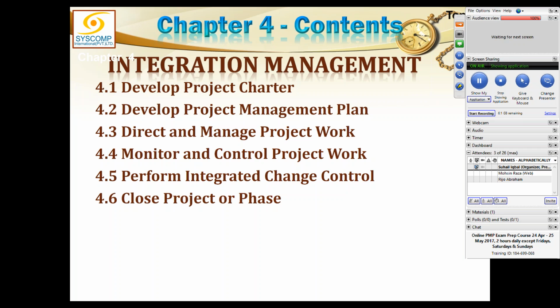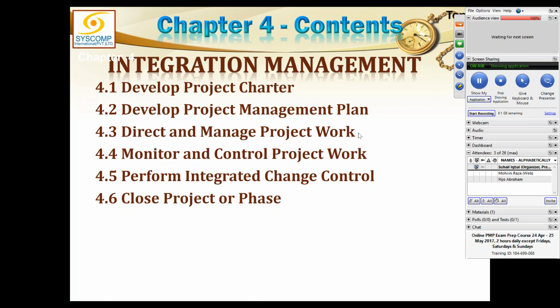As far as the change requests are concerned, an approved change request is sent back to execution, and that is received by the process direct and manage project work. That would ensure, you remember, some of the change requests were moved by execution from this process direct and manage project work, and there are certain other processes in execution from other knowledge areas who also have the authority to move the change request. So the change requests they had moved, they would know whether they have been approved or not.